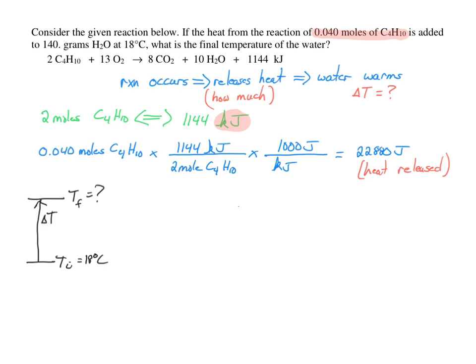So here we are in the problem. We know how much heat is released, and now we want to calculate what the final temperature of the water is. So we need a delta T that we can add to our initial temperature to determine our final temperature.